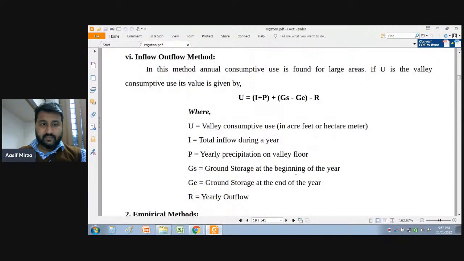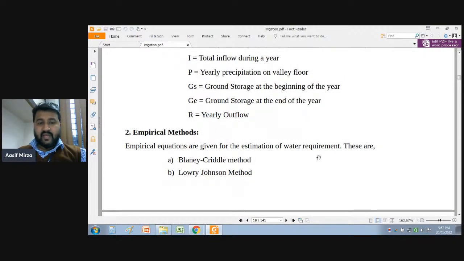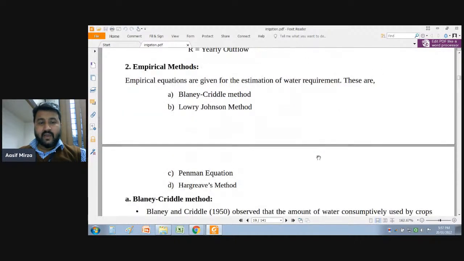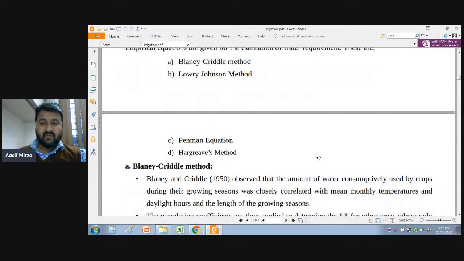Now, the second method is the empirical method. In this method, empirical equations are given for the estimation of water requirement, and these are the Blaney-Criddle method, Lowry-Johnson method, Penman equation, and Hargreaves method. So these four methods we will see one by one.